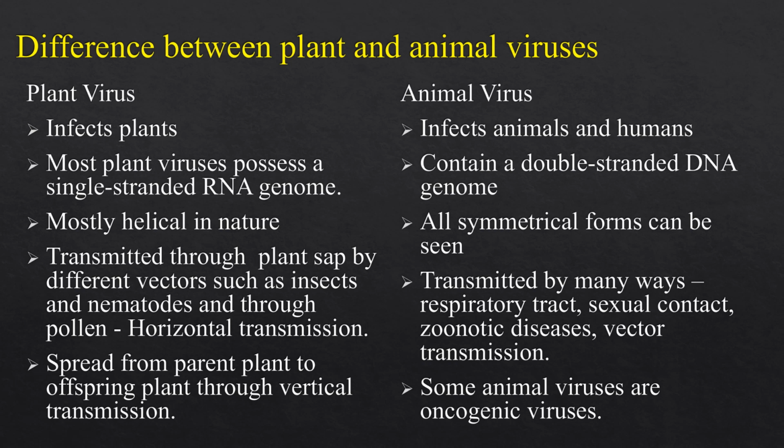Plant virus is transmitted through plant sap by different vectors such as insects and nematodes, and through pollen, by horizontal transmission. Animal virus is transmitted in many ways like respiratory tract, sexual contact, zoonotic disease, and vector transmission. Spread from parent plant to offspring happens through vertical transmission. Some animal viruses and plant viruses are oncogenic viruses.